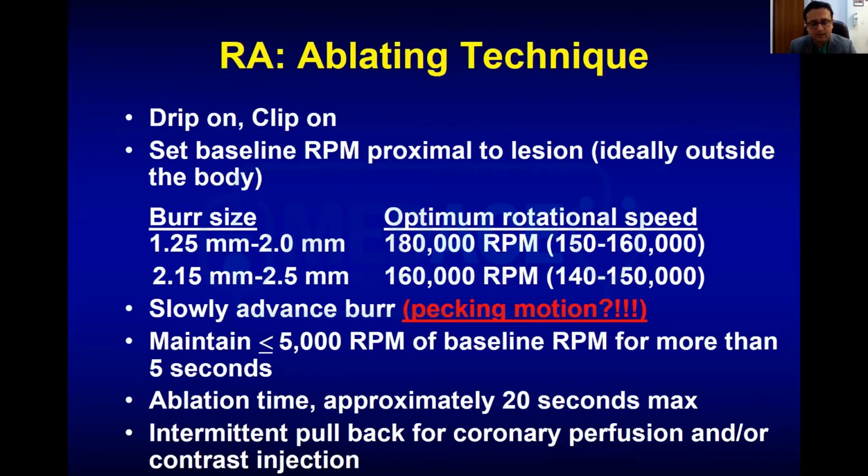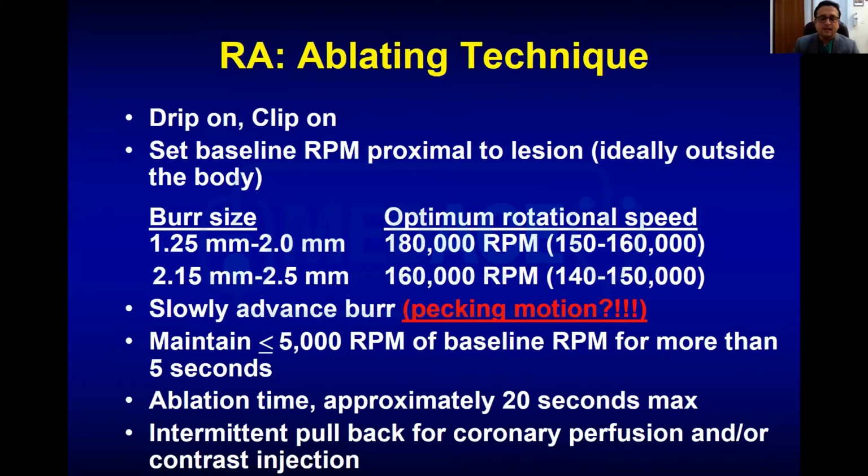So we went to Turkey a couple of weeks ago for the proctor meeting, and I was surprised to see the local proctors. They checked the speed in the guide, actually just before the lesion, whereas I was trained to check it outside the body. So I think both methods are acceptable as long as you're not checking inside the lesion.